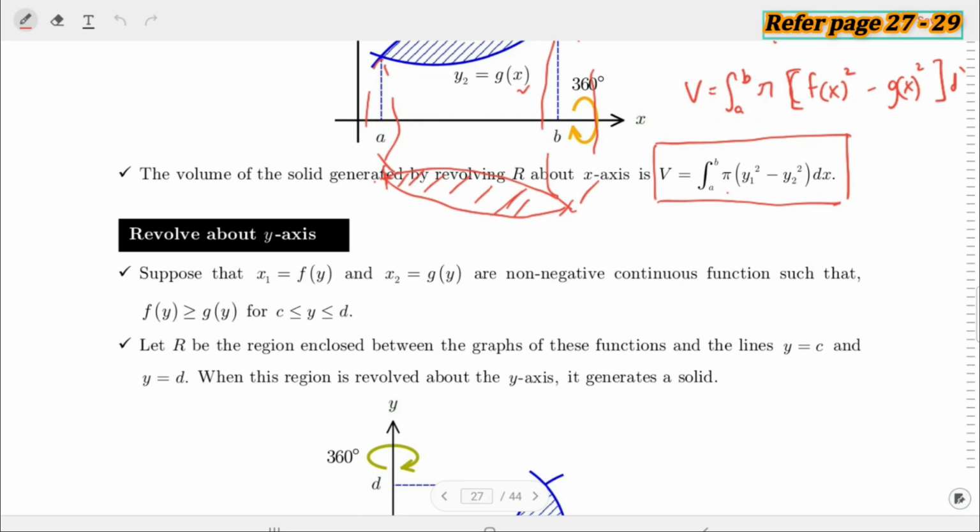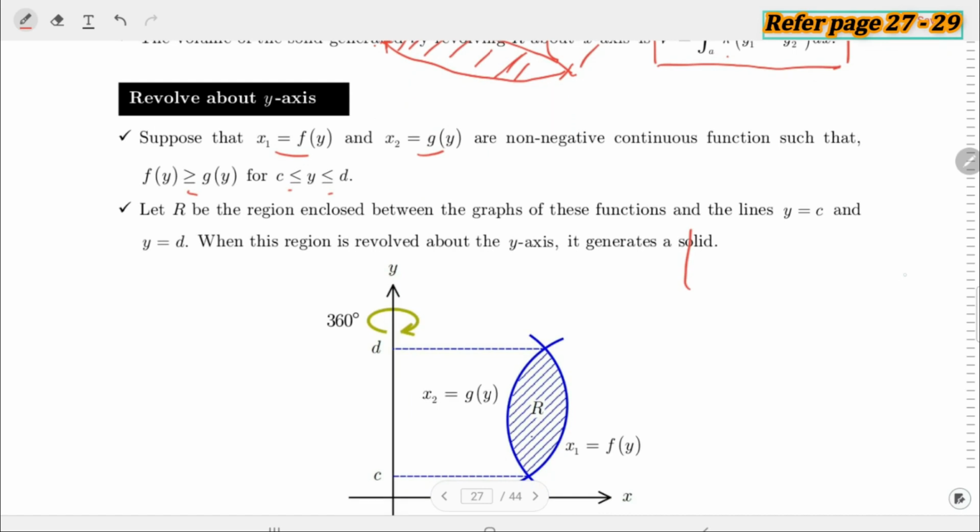So now we look at when the region is revolved about the y-axis. Suppose that x1 equals f(y) and x2 is g(y), non-negative continuous functions, such that, the same as above, f(y) is larger than g(y) for a limit from c to d on the y-axis. Right, so let R be the region enclosed between the graphs of these functions and the lines y equals c and y equals d.